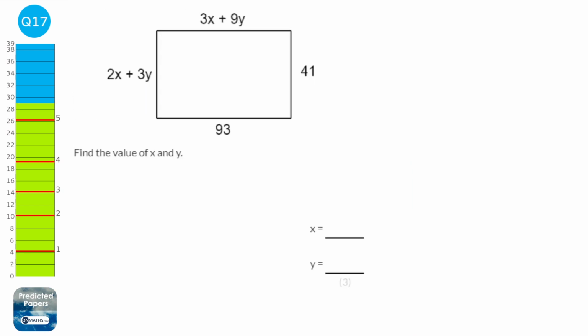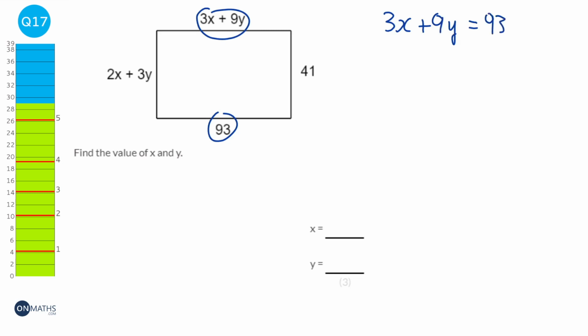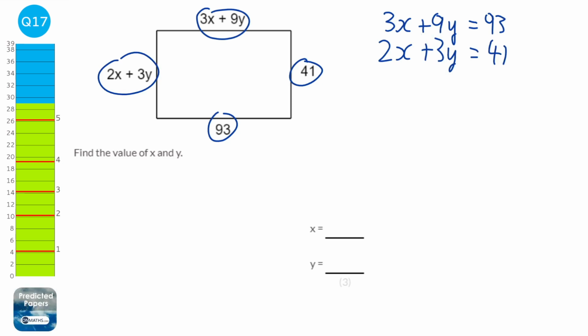Something we know about rectangles is opposite sides are equal. So these two will be equal. And these two will be equal. And you notice now that we've got simultaneous equations. So what I'm going to do is get the coefficient of the y the same. And I'm going to do that by multiplying everything in the second equation by 3.